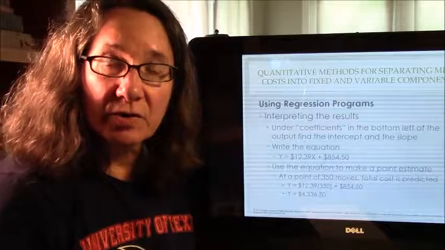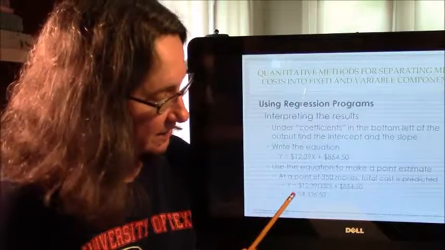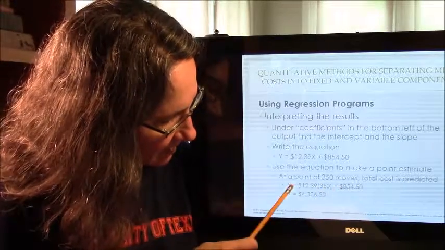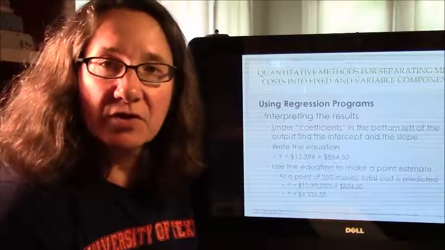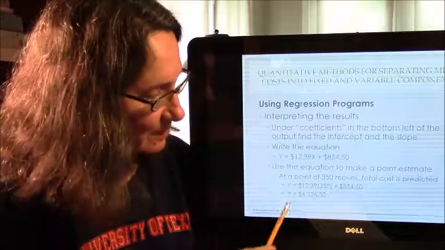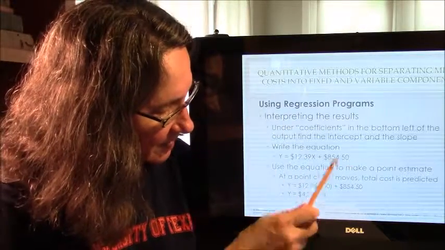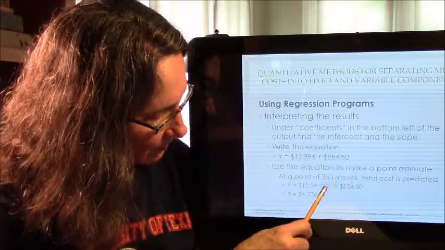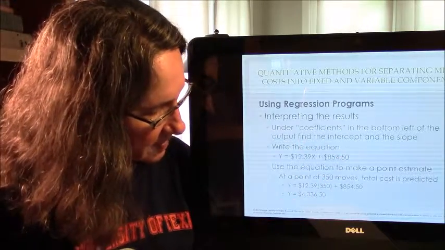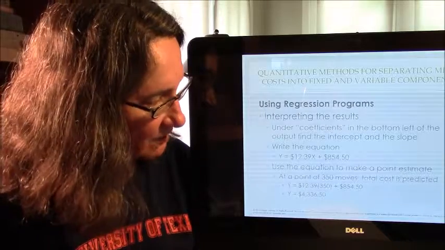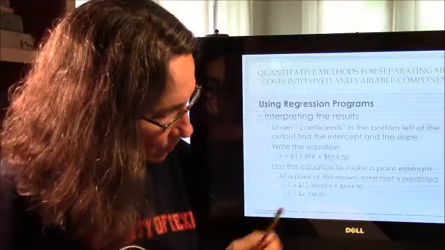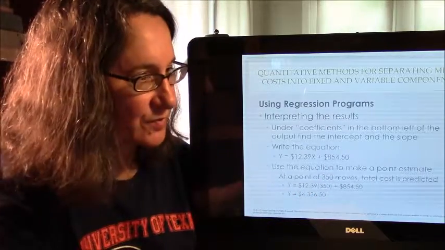Right, so that's what we're doing. We're estimating the line, and there you go. So now that I know this formula, I can estimate my total cost for any output I want to do. If I want to make 500, if I want to make 1,000, whatever number I want, I just plug in there times 12.39 and add 854, and I will get my new Y total cost.